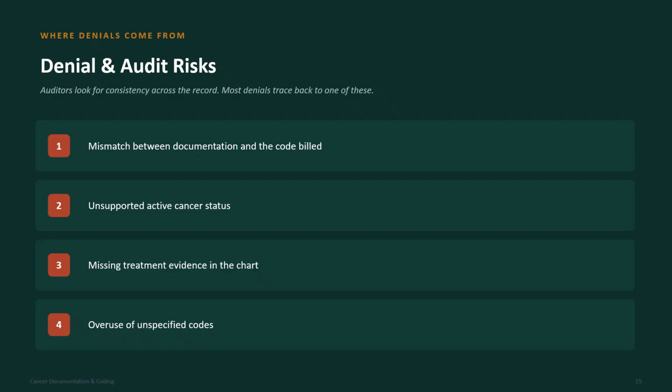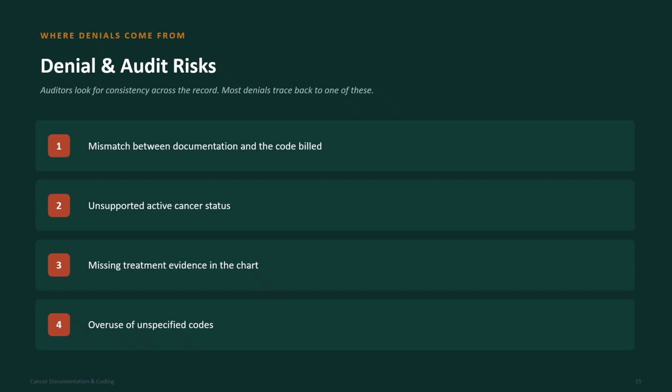Let's talk a little bit about denials and audits. Most of the denials I see come from inconsistencies, not from complicated coding scenarios. Documentation does not match the code that was billed. Simple as that. Active cancer was documented without any treatment evidence to back it up. You have to validate every single code that you submit. Your treatment plan or some part of MEET needs to be there. MEET is the acronym: monitor, evaluate, assess, address, or treat. So you should be getting at least one of those elements.